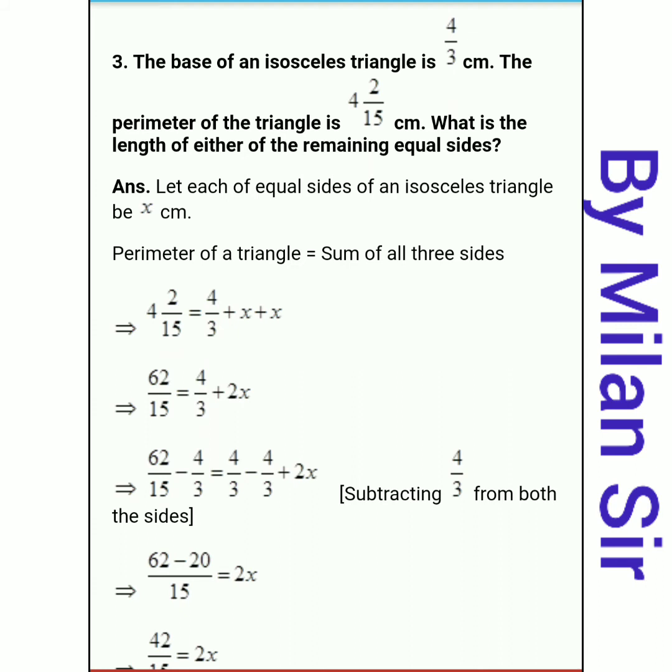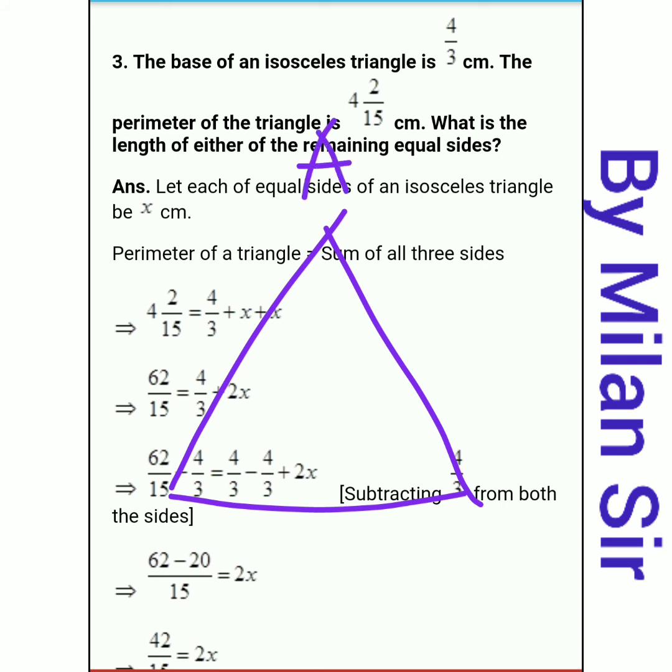The perimeter of the triangle is 4 2/15 centimeters. What is the length of either of the remaining equal sides? Okay. We have an isosceles triangle ABC, where AB and AC are the same. The base is given as 4/3 centimeters, and we know the perimeter is 4 2/15.